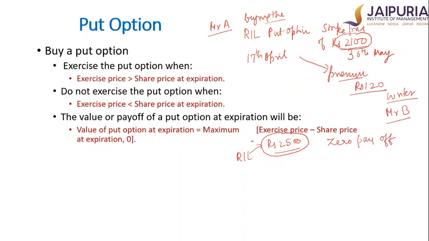So in this case, no option will be exercised, and this is also called an out of money contract. This is an out of money contract if the price is 2500. Let's take the second example.